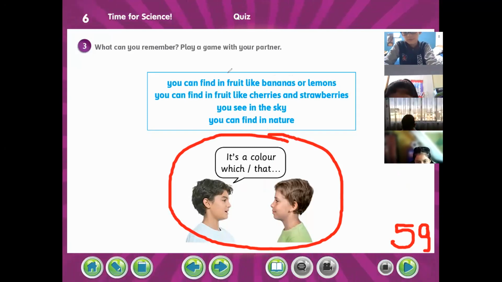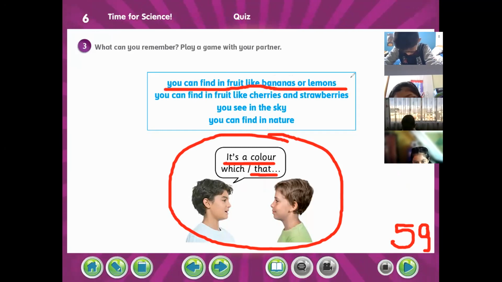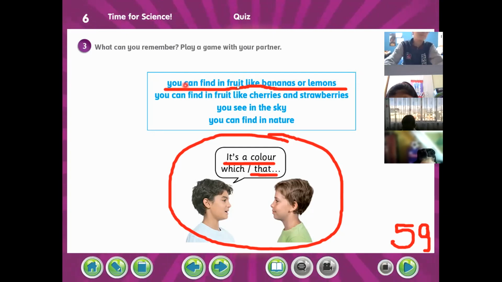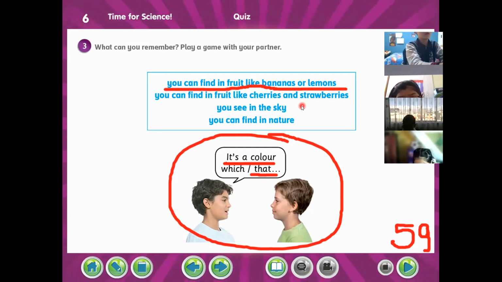You can say, for example, no? Teacher, is a color that you can find in fruits like bananas or lemons. What color is it? Who can tell me? In bananas, what colors are from bananas? Or lemons? Eduardo, what is the answer? I'm going to repeat, Eduardo. It's a color that you can find in fruit like bananas or lemons. What color is it, Eduardo? Yellow. Yellow, good.